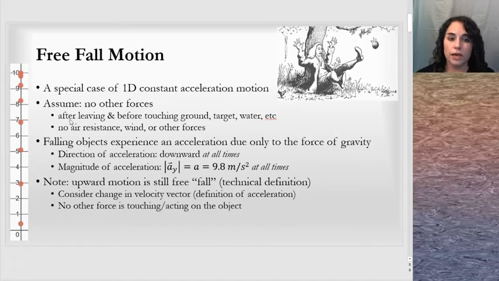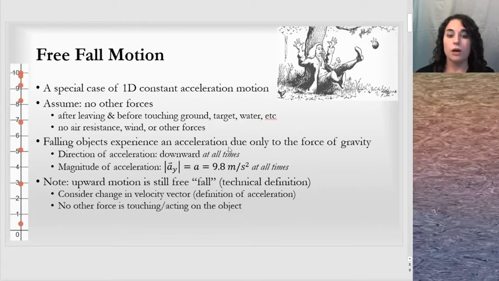And so we're looking at it after leaving whatever it was on in order to gain a free fall motion, whether it was a hand or what have you. It's after leaving that and before touching the receiving object, whether it's the ground or a target or water or whatever. So nothing's touching it. It's after it's been thrown, after it's left, and before it's touched, that whole time.